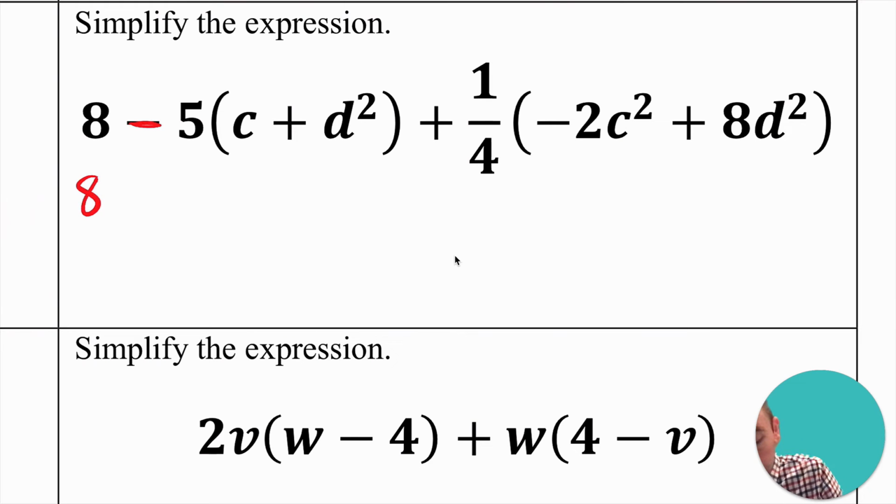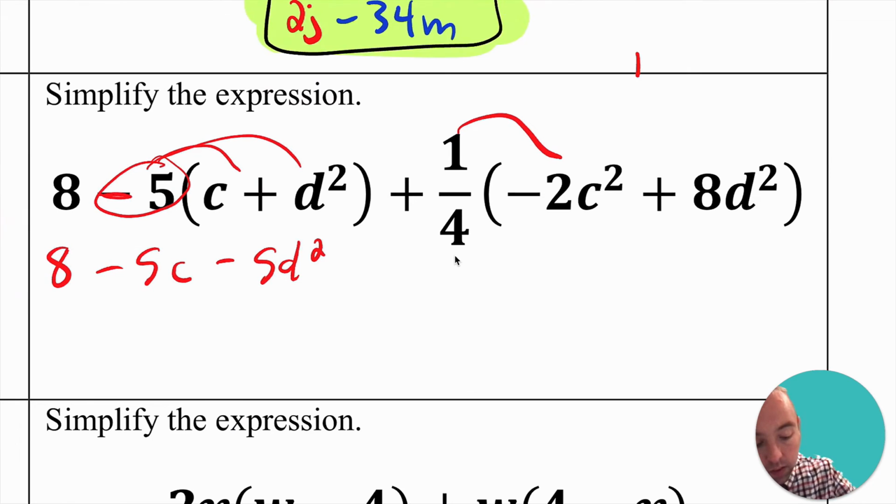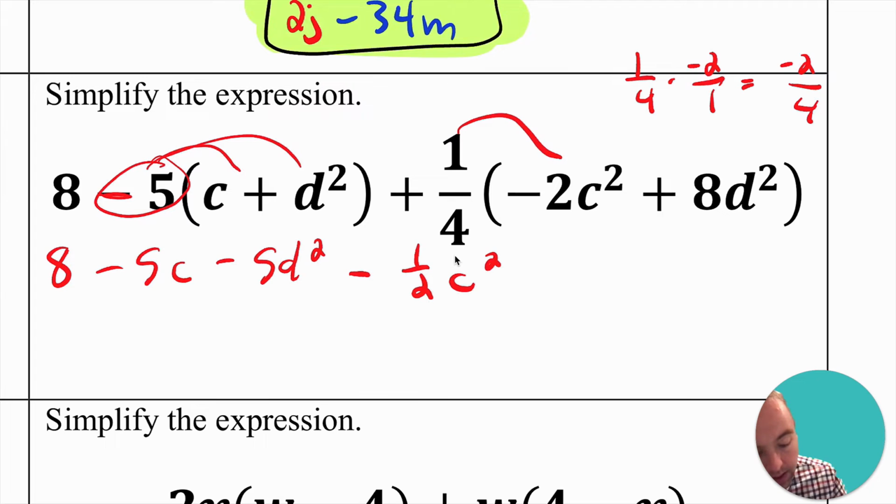So then if you distribute the negative 5 with everything, then you'll end up getting 8 minus 5c minus 5d squared. Okay. And then you also have the 1/4 that's going to distribute to the next parenthesis grouping. So if you did 1/4 times negative 2, you can turn the negative 2 into a fraction, and then you can have negative 2 over 4, of course, but that's going to reduce to negative 1/2. So it'll be minus 1/2 c squared, and then 1/4 times 8, it ends up being 2, since that's a quarter of 8, so plus 2d squared.